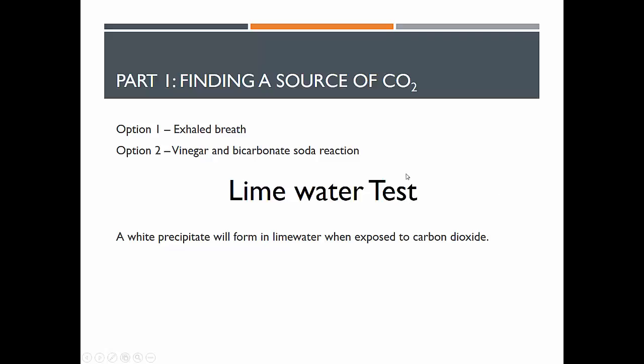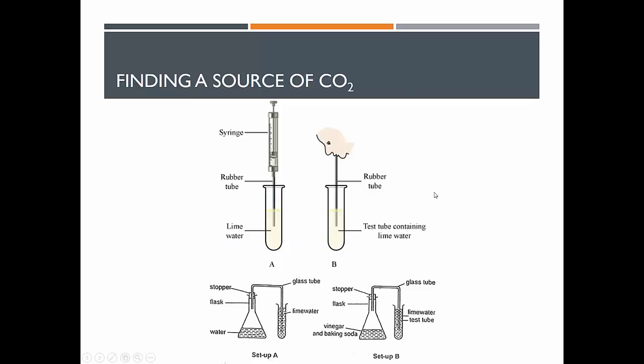What will happen is that carbon dioxide will affect a clear liquid that is called lime water. Not lime the fruit, but lime water. A white precipitate will form when it is exposed to carbon dioxide. So it'll be a clear liquid, and then little white particles will form if it is exposed to carbon dioxide. So let's have a look at what that is.